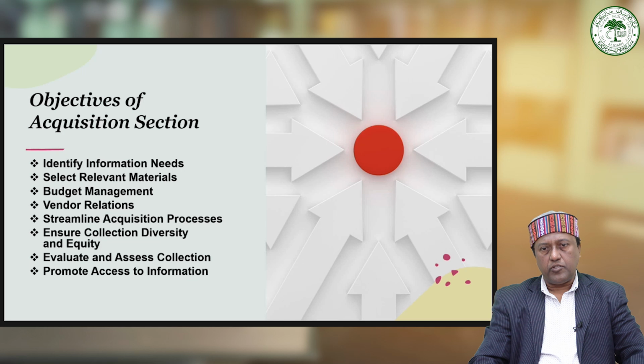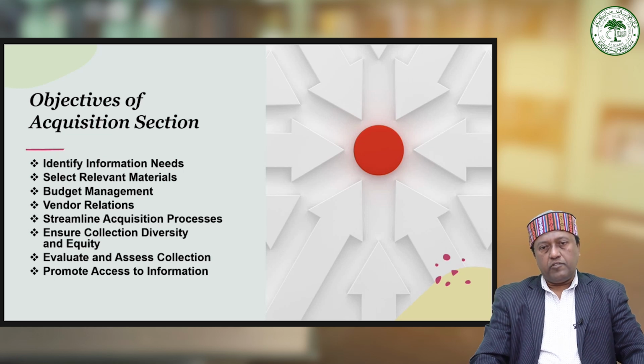The acquisition section must allocate funds strategically, negotiate favorable pricing with vendors, and prioritize acquisitions to ensure that the collection remains within budgetary limits, because you cannot cross the budgetary limit. The moment you cross it, the library will start running in debt. So that is not a good sign for the library.